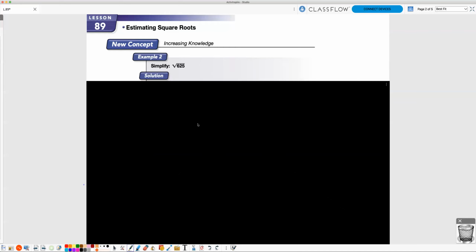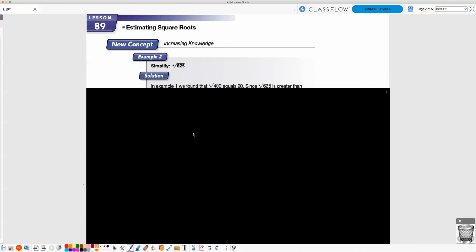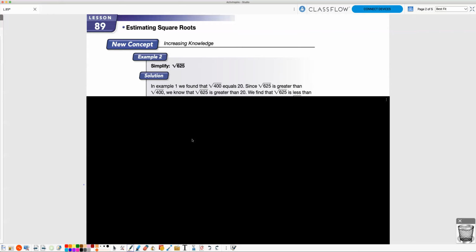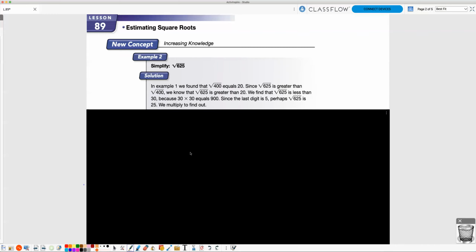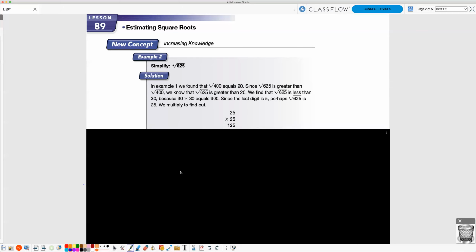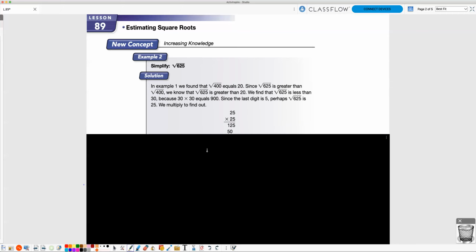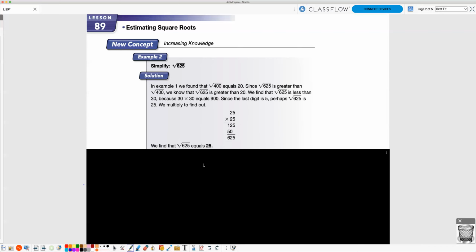So let's simplify the square root of 625. In example 1, we found that the square root of 400 equals 20. Since 625 is greater than 400, we know that the square root of it is greater than 20. We find that the square root of 625 is less than 30 because 30 times 30 equals 900. Since the last digit is 5, perhaps the square root of 625 is 25, and you can multiply to find out. 25 times 25 ends up being 625.